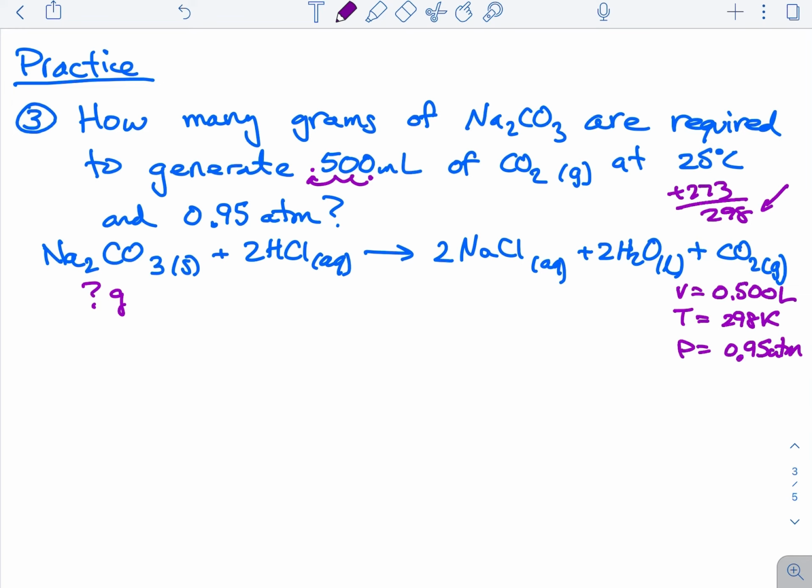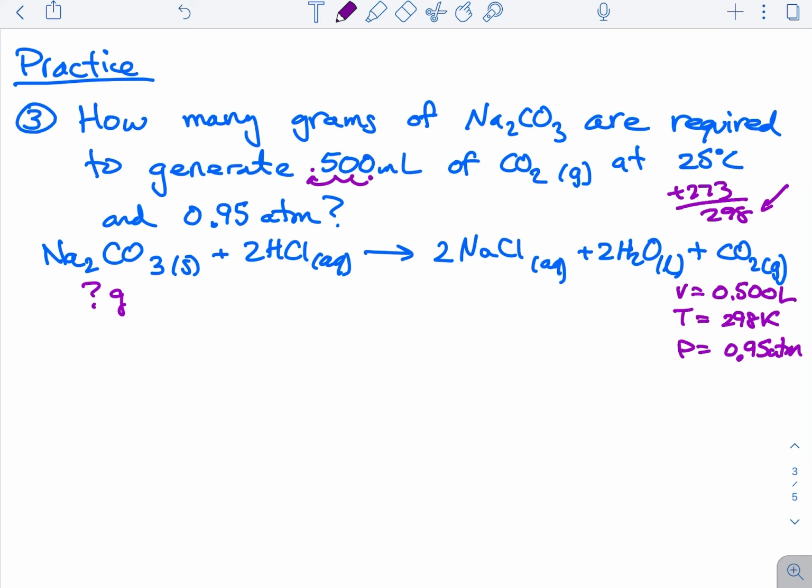Incidentally, if you're not used to the pressure units here, 1 atmosphere is like normal air pressure at sea level on a sunny day. And 760 torr is the normal air pressure at sea level on a sunny day. So just to give you some reference there.